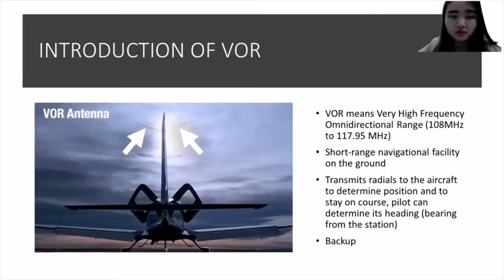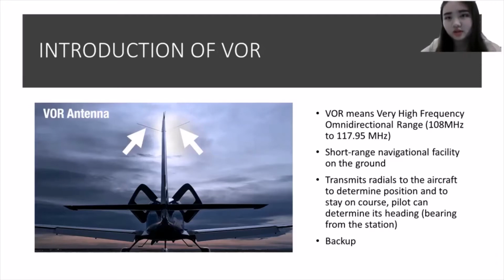So first of all, what is VOR? VOR means very high frequency omnidirectional range. Omnidirectional means transmitting signals in every possible direction. VOR is a short-range navigational facility that is located on the ground. And as the name implies, very high frequency, short range, it operates within 108 megahertz to 117.95 megahertz.